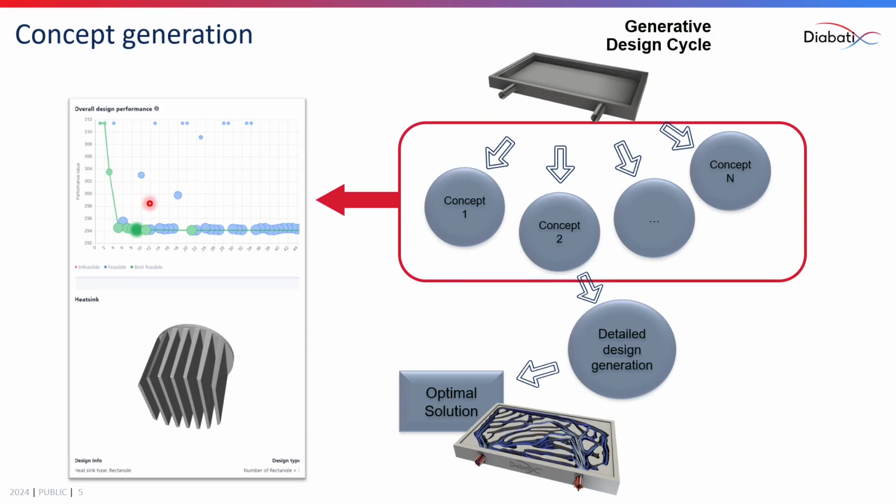And over the iterative process, or the optimization process, you will also see that the best performing concept will be highlighted by the darker green dot, which indicates that the concept generated at that iteration will be taken forward for the detailed design generation, which will lead to the optimal solution. In this case, this heatsink was the best performing heatsink generated for a given problem, which could work as an initial starting point for your detailed design generation.